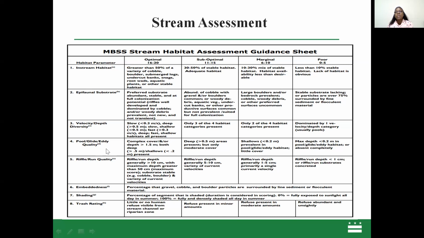The fourth parameter is the pool glide eddy quality. We rate this based on the variety and spatial complexity of slow or still water habitat within the sample segment. And the fifth, we have the riffle run quality. We rate this based on the depth, complexity, and functional importance of the riffles. How many riffles do we have there? What are the qualities? And we assign a number using this sheet.